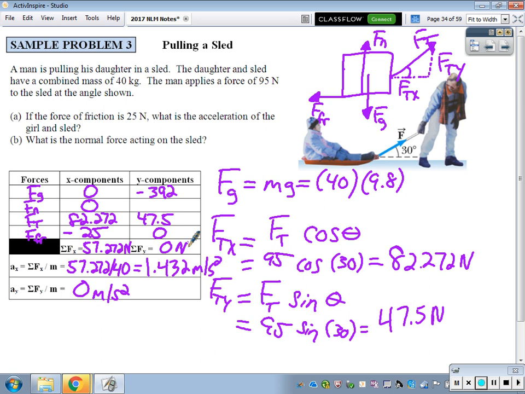So what's here? Negative 392 plus 47.5 plus 0, and switch the sign. That will give us the number that we put in for the normal force. That would give us a sum of 0. Again, if the sum was to be something other than 0, which it could be, we may have to do something a little different.